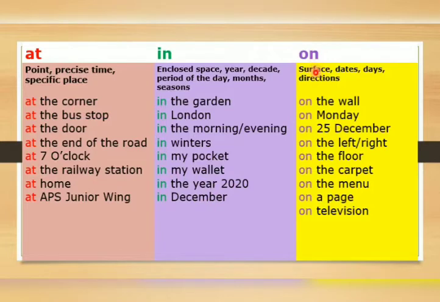On is used when we talk about a surface, dates, days, directions. On the wall, on Monday, on 25th December, on the left, on the right, on the floor, on the carpet, on the menu, on a page, on television, or you can say on radio, on the internet. So whenever we talk about a particular date or day, we can use on before it.